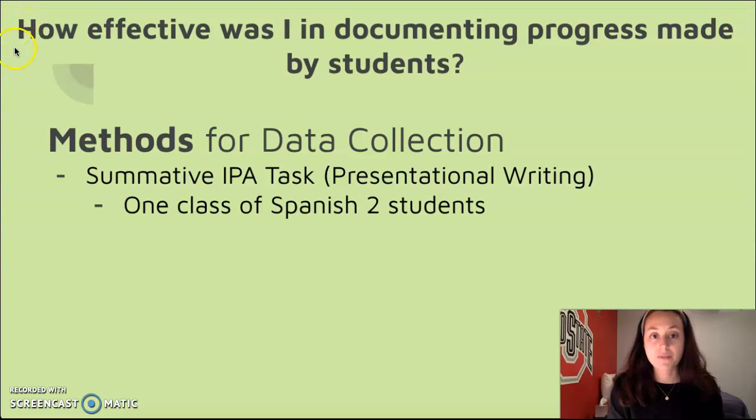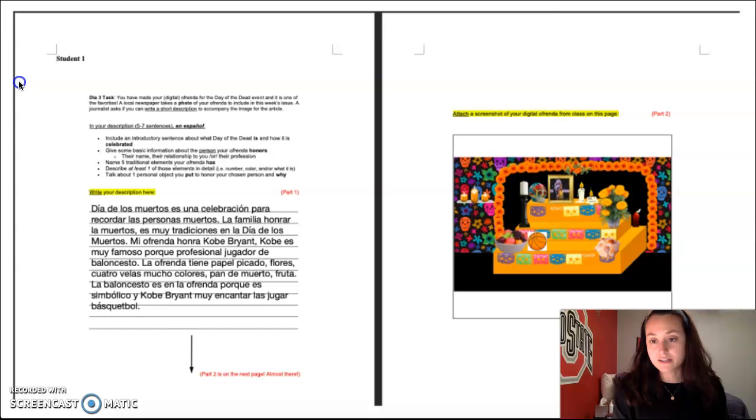I collected data about the summative IPA task of my unit, which in this case was a presentational writing task. I collected data for one class of Spanish 2 students, but feel that this sample would be representative of all student learning. Here was the task.